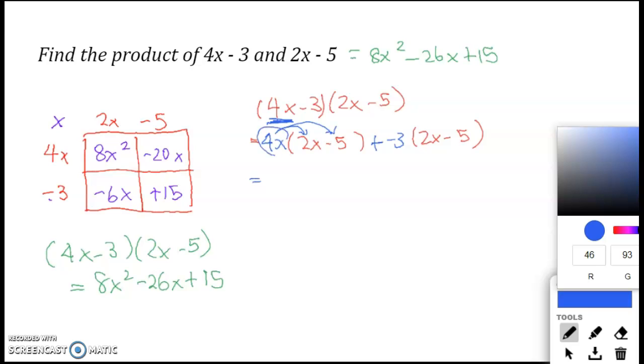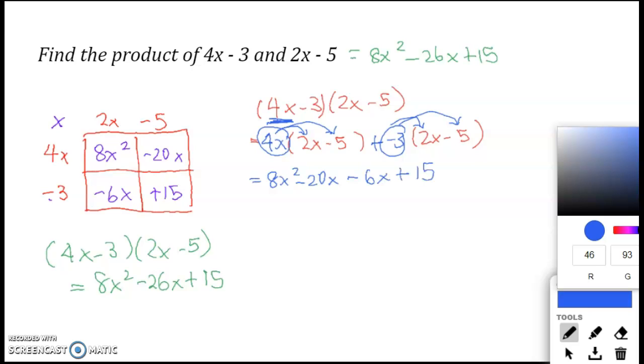So 4x multiplied by 2x is 8x squared. 4x times negative 5 is negative 20x. And then again, negative 3 multiplied by 2x is negative 6x. Negative 3 multiplied by negative 5 is positive 15.